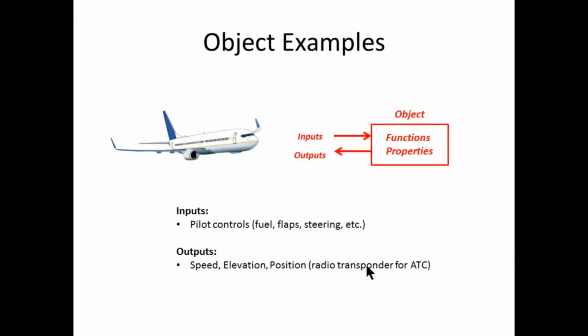The outputs can be viewed as for air traffic control. The air traffic controller needs to know every airplane's speed, elevation, and position so that they can maintain control over the air traffic system to make sure nobody crashes, nobody collides with another airplane. So they need to have this information. So that is fed out through the radio transponder to the main air traffic control system. That information is an output from each object sent to the air traffic control system. So again, you're boiling things down to an object with functions and properties with inputs and outputs. Again, an extremely important concept.